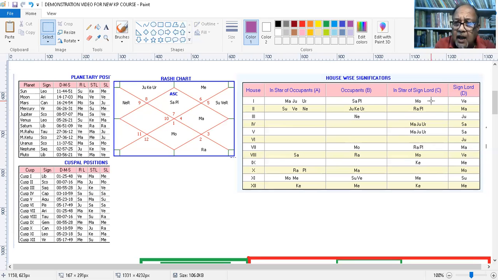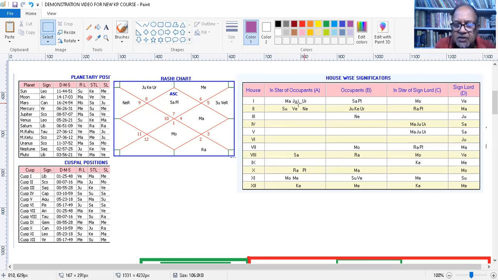उसके बाद फिर हम आ जाएंगे सीधे फर्स्ट हाउस के ऑक्यूपेंट पर. Occupant means the planet that is sitting in the first house. It is Saturn. So यहाँ हम Saturn लिख देंगे. फिर हम देखेंगे Saturn के नक्षत्र में is there any planet sitting in the nakshatra or the star of Saturn? Yes, there are two planets sitting in the star of Saturn. They are Mars and Jupiter. ये आपको इस टेबल से मिल जाएगा. तो हम फर्स्ट हाउस असेंडेंट के सामने मार्स और जुपिटर लिख देंगे.